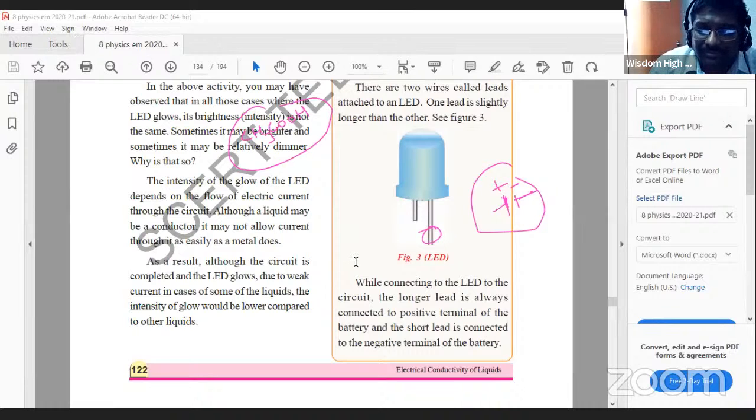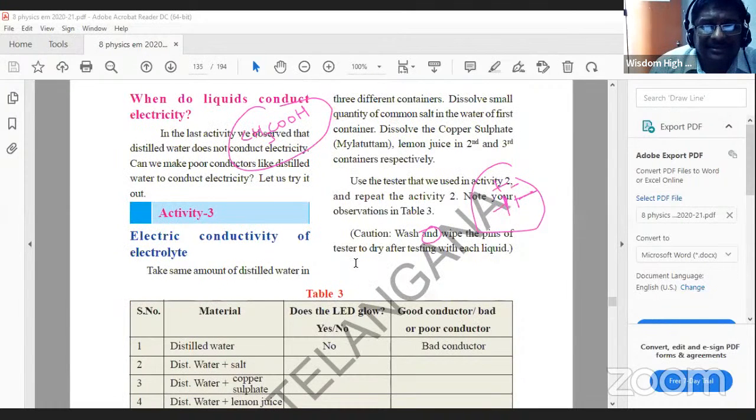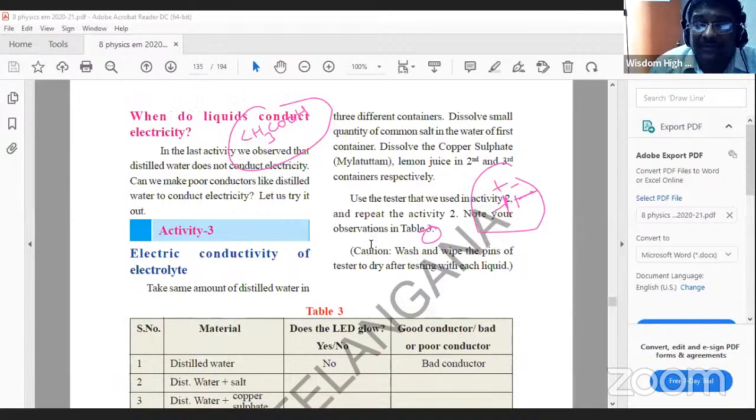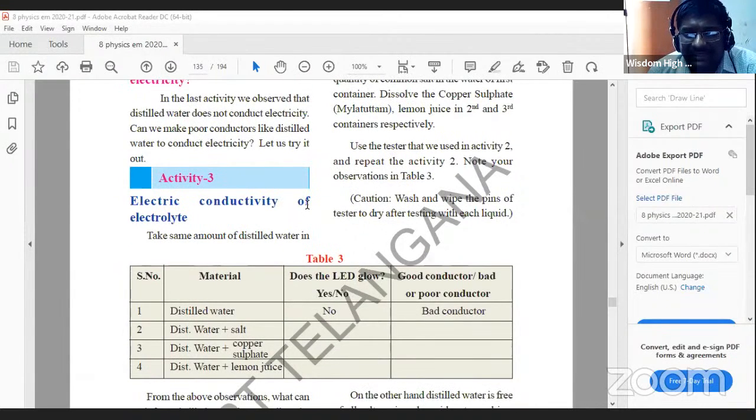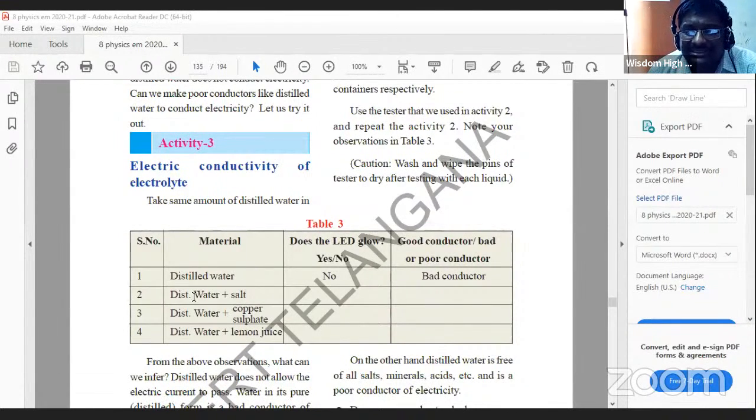Next, we can discuss when liquids conduct electricity. Distilled water doesn't conduct electricity. What is the reason? There are no ions. So you may identify here distilled water with salt, and distilled water with copper sulfate.